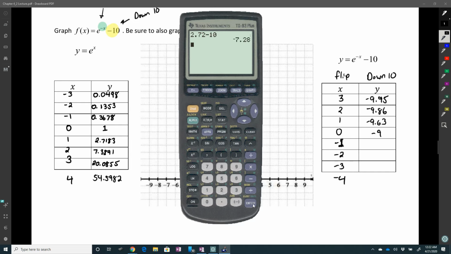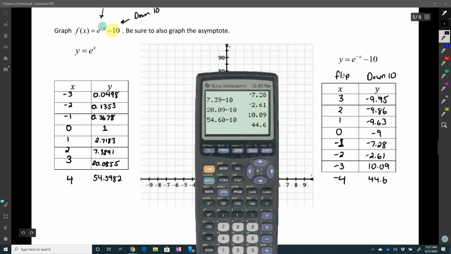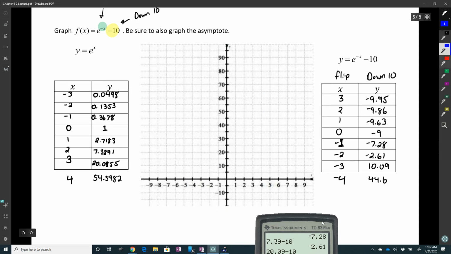-7.28, then 7.39 - 10 is -2.61, 20.09 - 10 is 10.09, and 54.59, or 54.60, - 10 is 44.6. So I have everything I need, and now I just got to plot all these points.